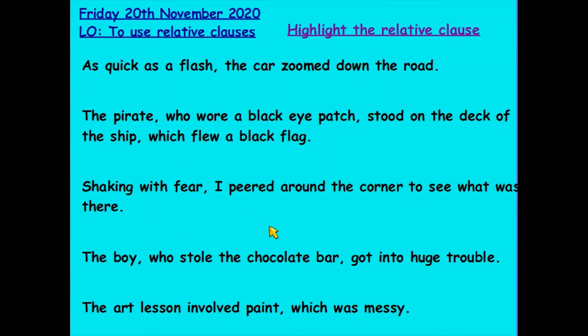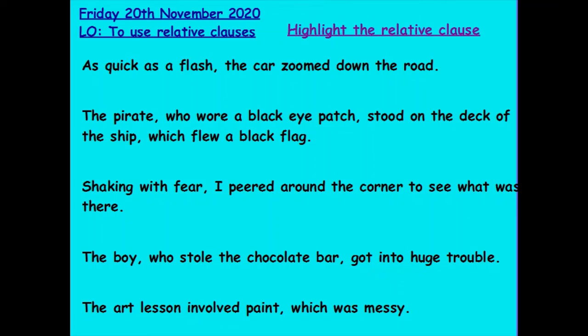So what we would like you to do is to highlight the relative clauses in these sentences. As quick as a flash, the car zoomed down the road. The pirate, who wore a black eye patch, stood on the deck of the ship which flew a black flag. Shaking with fear, I peered around the corner to see what was there. The boy who stole the chocolate bar got into huge trouble. The art lesson involved paint, which was messy. So see if you can pick out the relative clauses from these sentences.